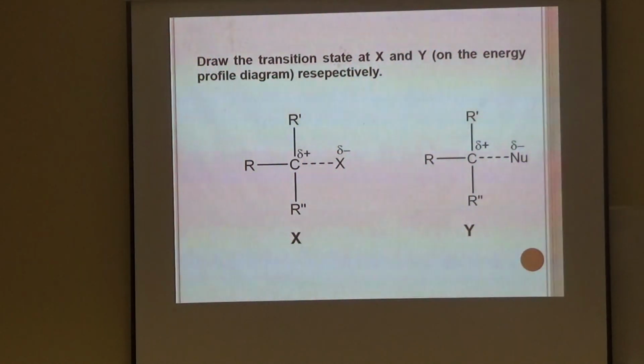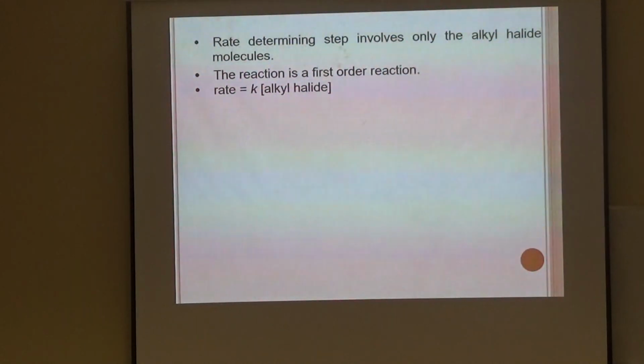The reason why I do this with you is that now that you have done all the X and Y, you have a perfect energy profile diagram, so you should not be confused between transition state versus intermediate. They are very different. Position on the energy profile diagram should help you to remember that as well. Because for your SN1 reaction, the rate-determining step only involves the alkyl halide. The reaction is a first order reaction with respect to just the alkyl halide.